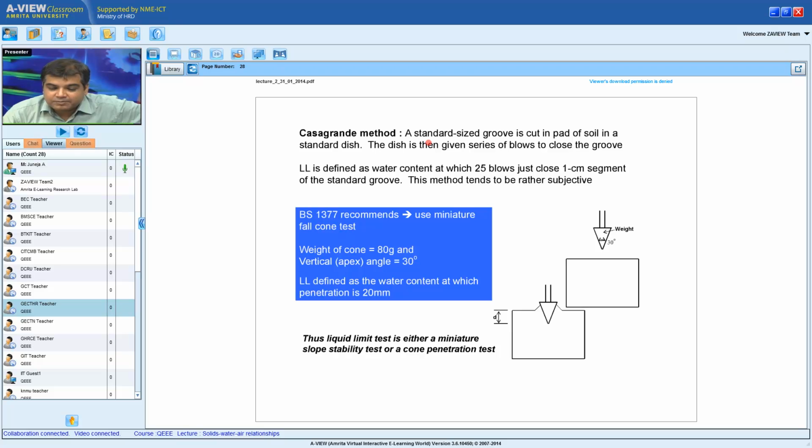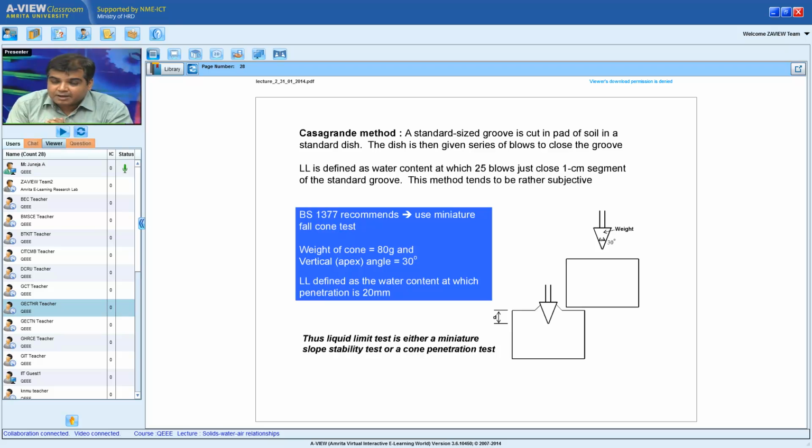What we do is we make a groove in a part of soil. I repeat, we take a part of soil and we make a groove. This groove is made using some standard tools, and we blow this part up and down until the two halves of the groove meet. So the number of blows required for the two halves of the groove to meet is counted.